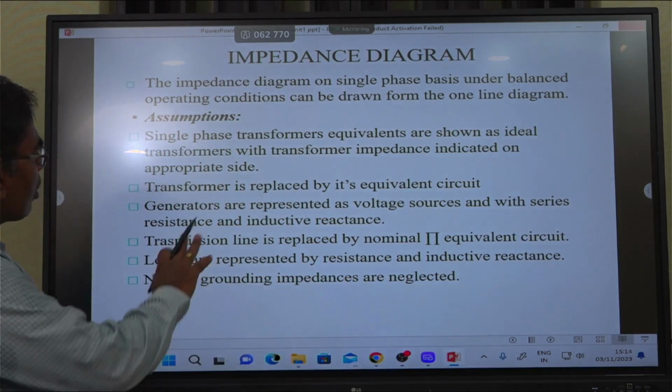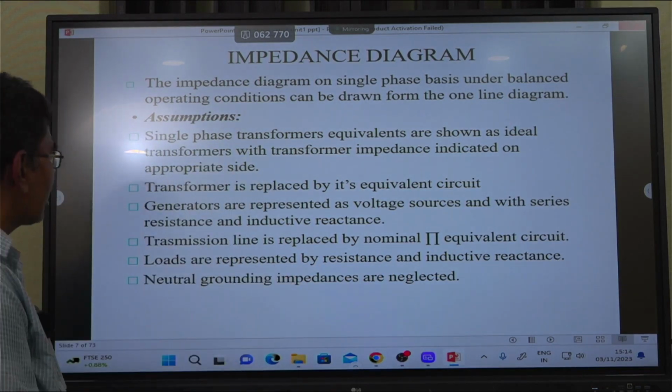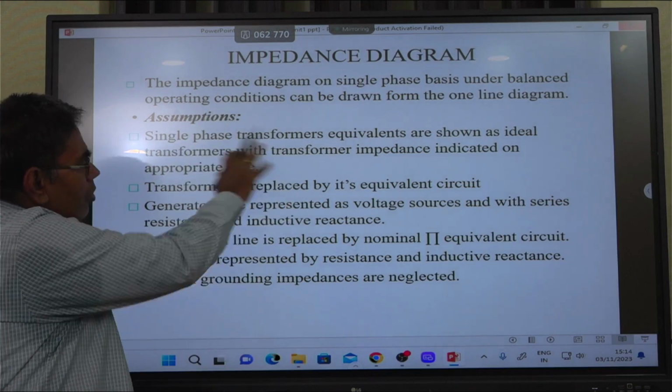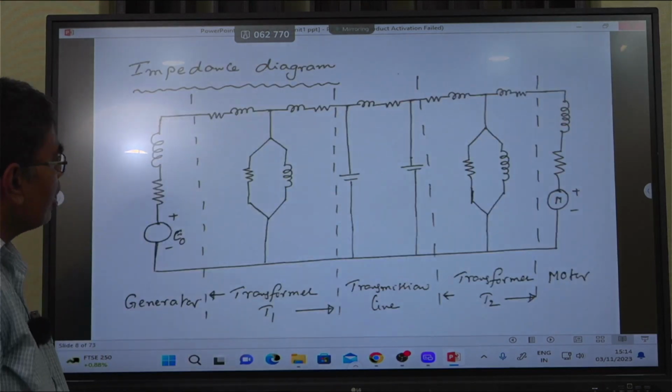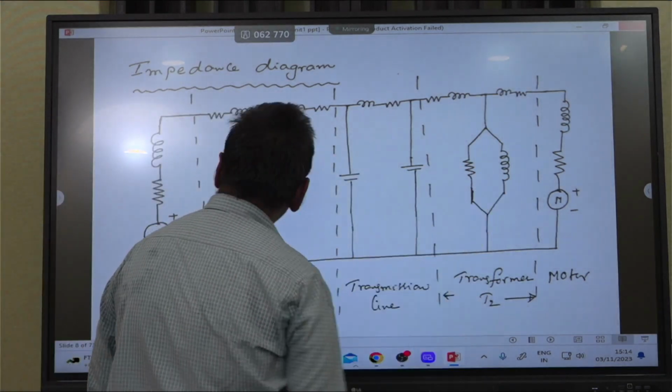To convert the single line diagram into an impedance diagram, we draw the equivalent circuit for the given single line diagram. This is the equivalent circuit of the given single line diagram.